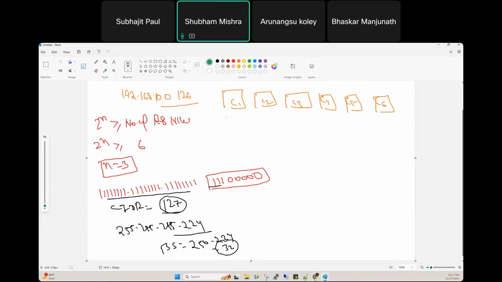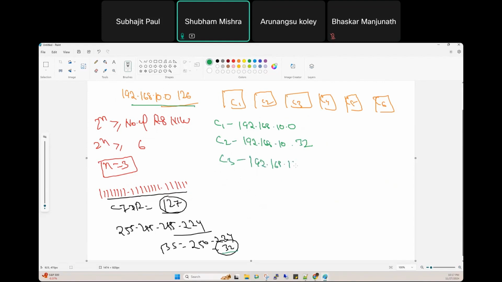Now, come to client number 1. To client number 1, you will provide 192.168.10.0. Agree? Now client number 2: 192.168.10 dot, the block size is how much? 32. You will provide this one. Client number 3, what will you provide? 192.168.10 dot, 32 plus 32, how much? 64. Now 192.168.10 dot, 64 plus 32, how much? 96. Very good.